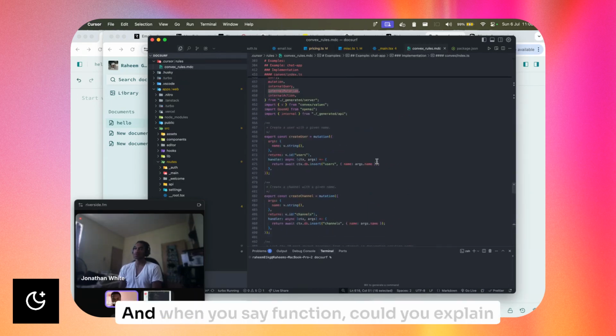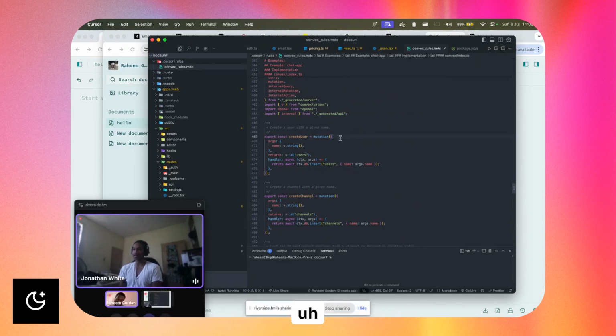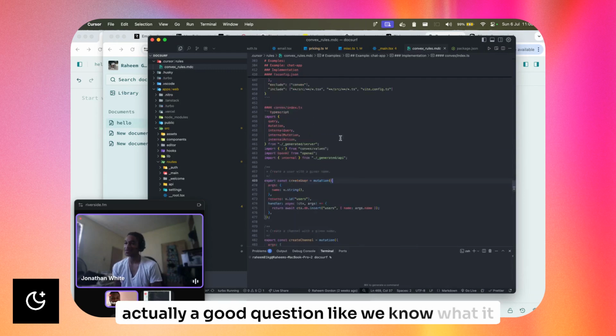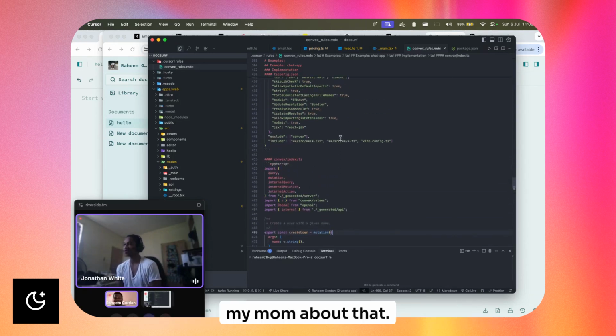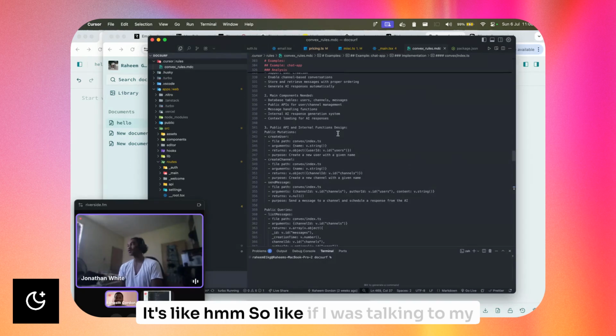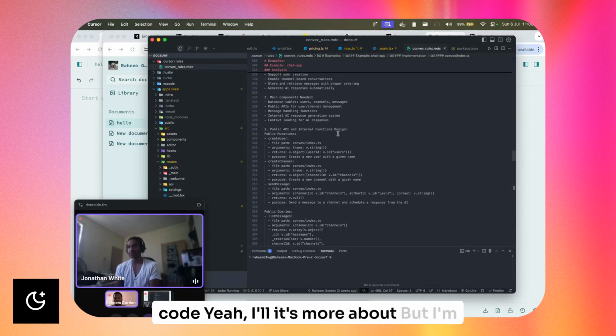And when you say function, could you explain to the viewers what a function is for those who are non-technical? How would I even explain that? That's actually a good question. We know what it is, but it's like talking to my mom about that. If I was to talk to my dad or my mom about what a function is, I'd say it's like a chunk of reusable code.